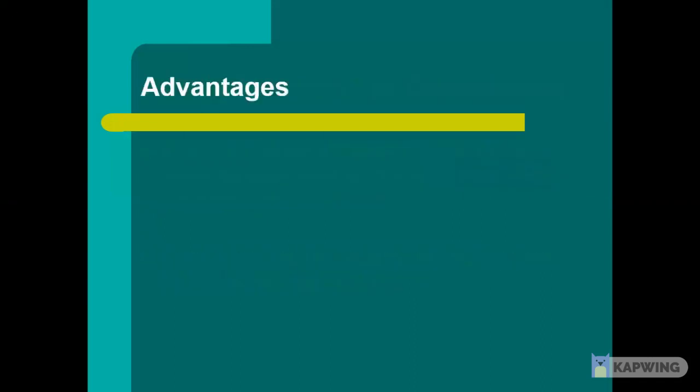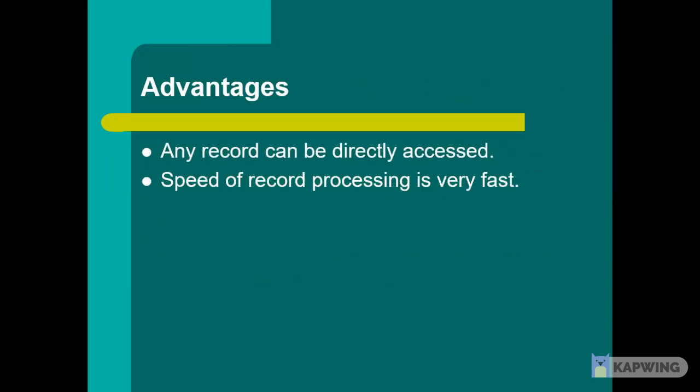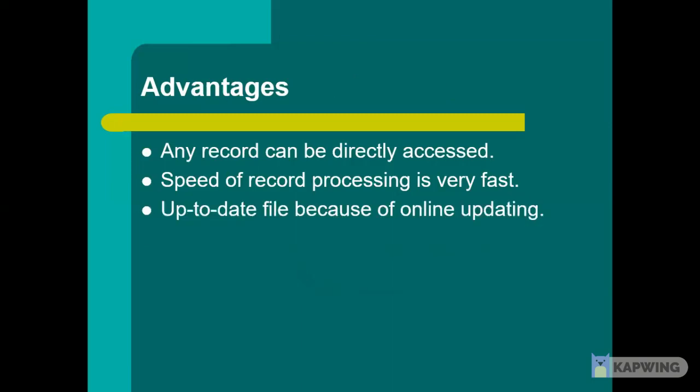Then what are the advantages of random file? Any record can be accessed directly. Speed of record processing is very fast. You do not have to search the entire file, so the speed of record processing is very fast. A specific file or specific record can be easily accessed.